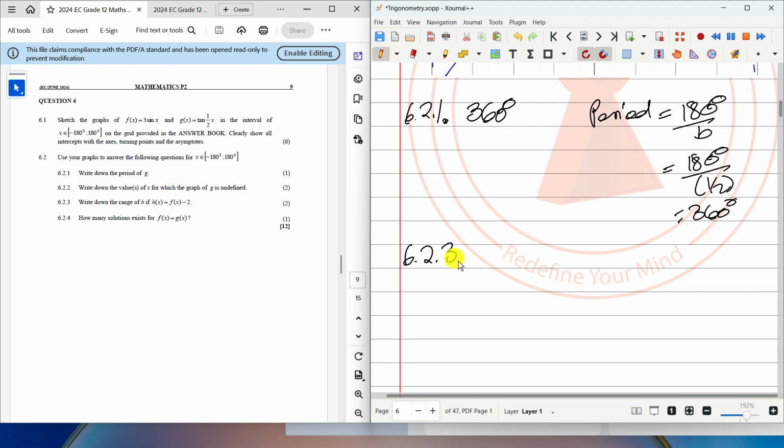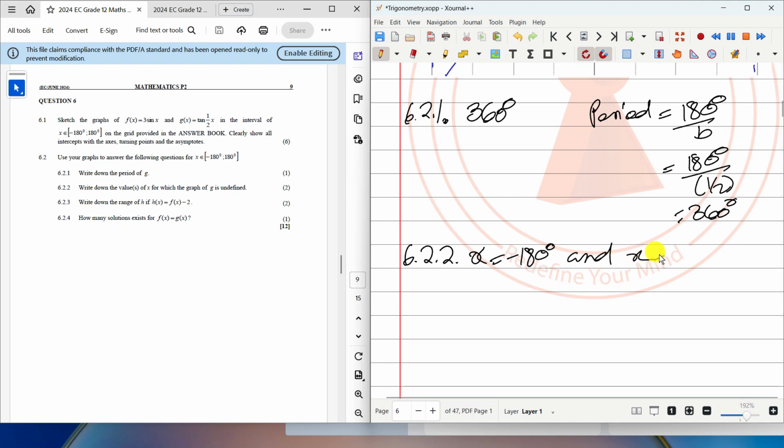Now, 6.2.2. Write down the value or values of x for which the graph of g is undefined. It is undefined at the asymptotes. Why is that? Where x is negative 180 degrees and where x is positive 180 degrees.